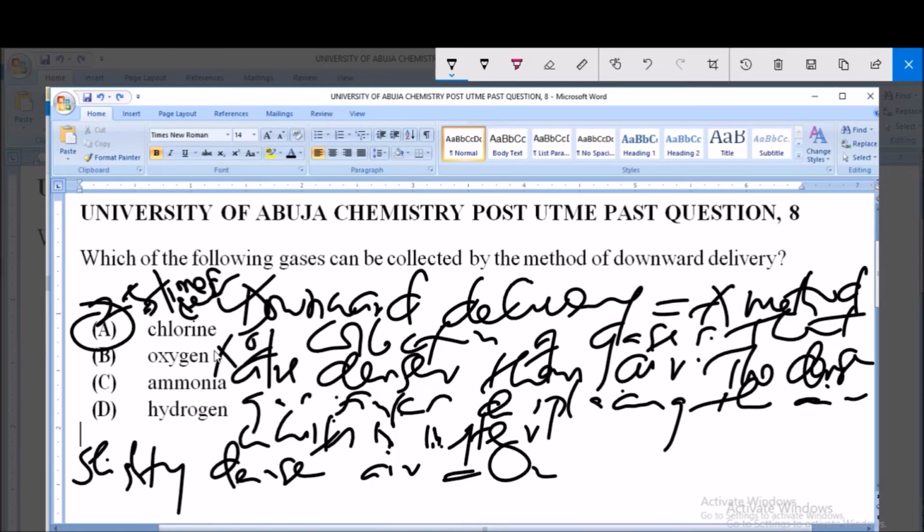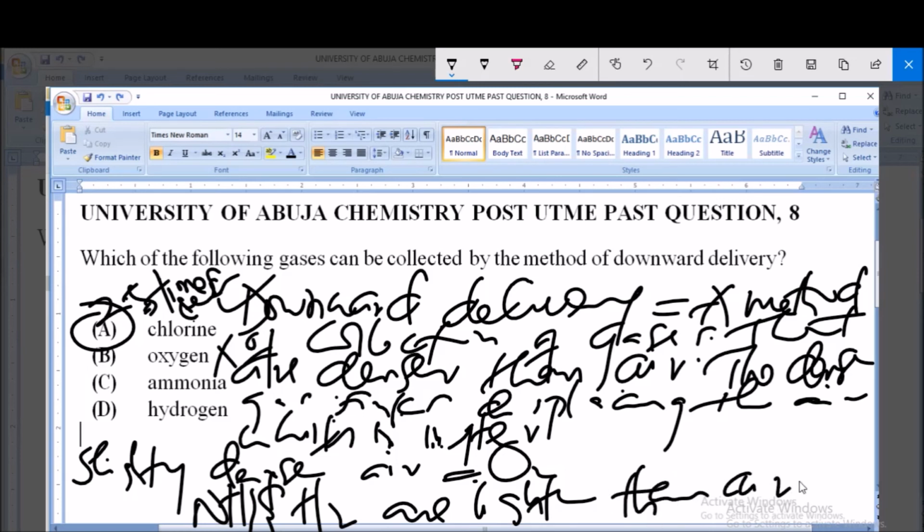Ammonia and hydrogen, H2, are lighter than air. They are very light gases. Since they are lighter than air, downward delivery cannot also be applicable. So B, C, and D are actually wrong.